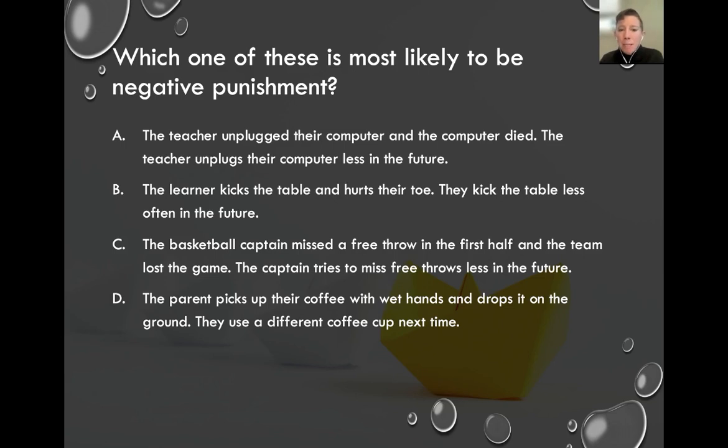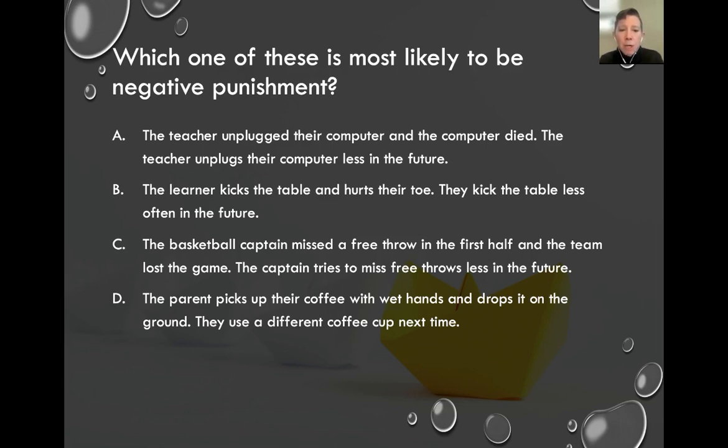For the basketball captain who misses the free throw, trying to miss free throws less in the future is not data that supports reinforcement or punishment. Remember, reinforcement and punishment have only occurred if we have data that shows an increase for reinforcement or a decrease for punishment. And so if we don't have that, if it's just us trying to do something different, that isn't actual reinforcement or punishment, or at least it's not data that supports that.